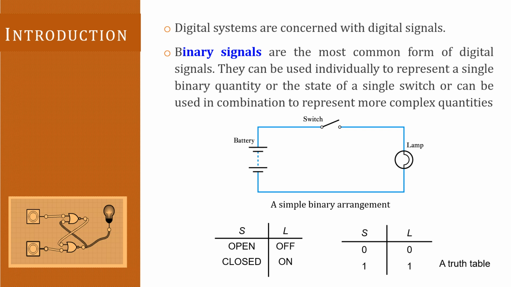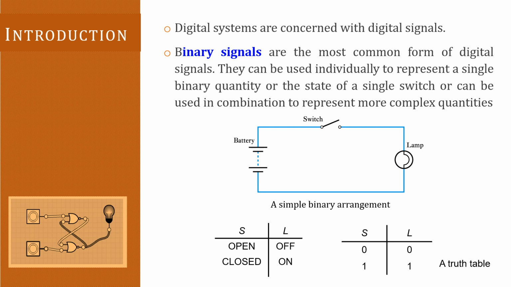When the switch is closed, the current will go through and the lamp gets lightened. So the switch can take two values, either the open state or the closed state. If it is open, then the value of L is off, and if it is closed, the lamp gets lightened.